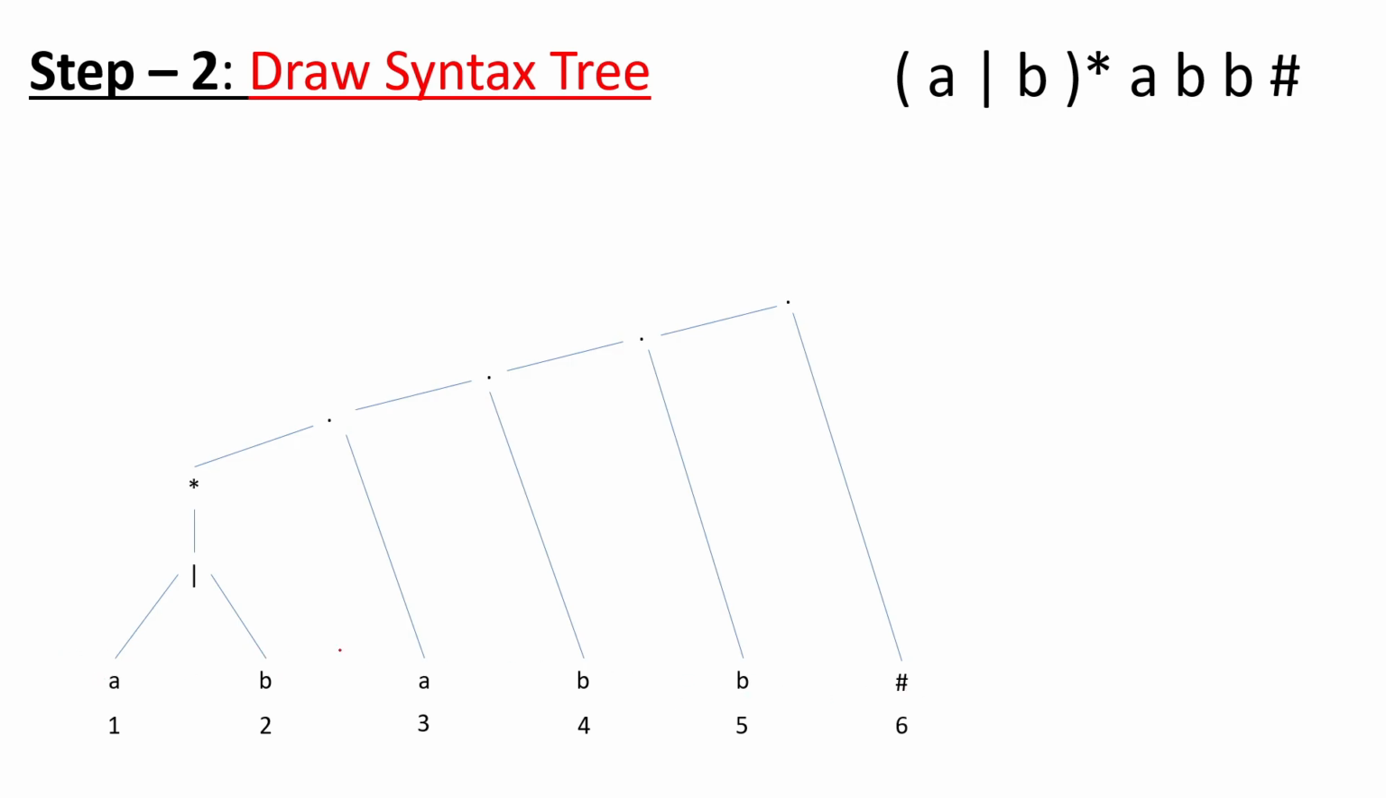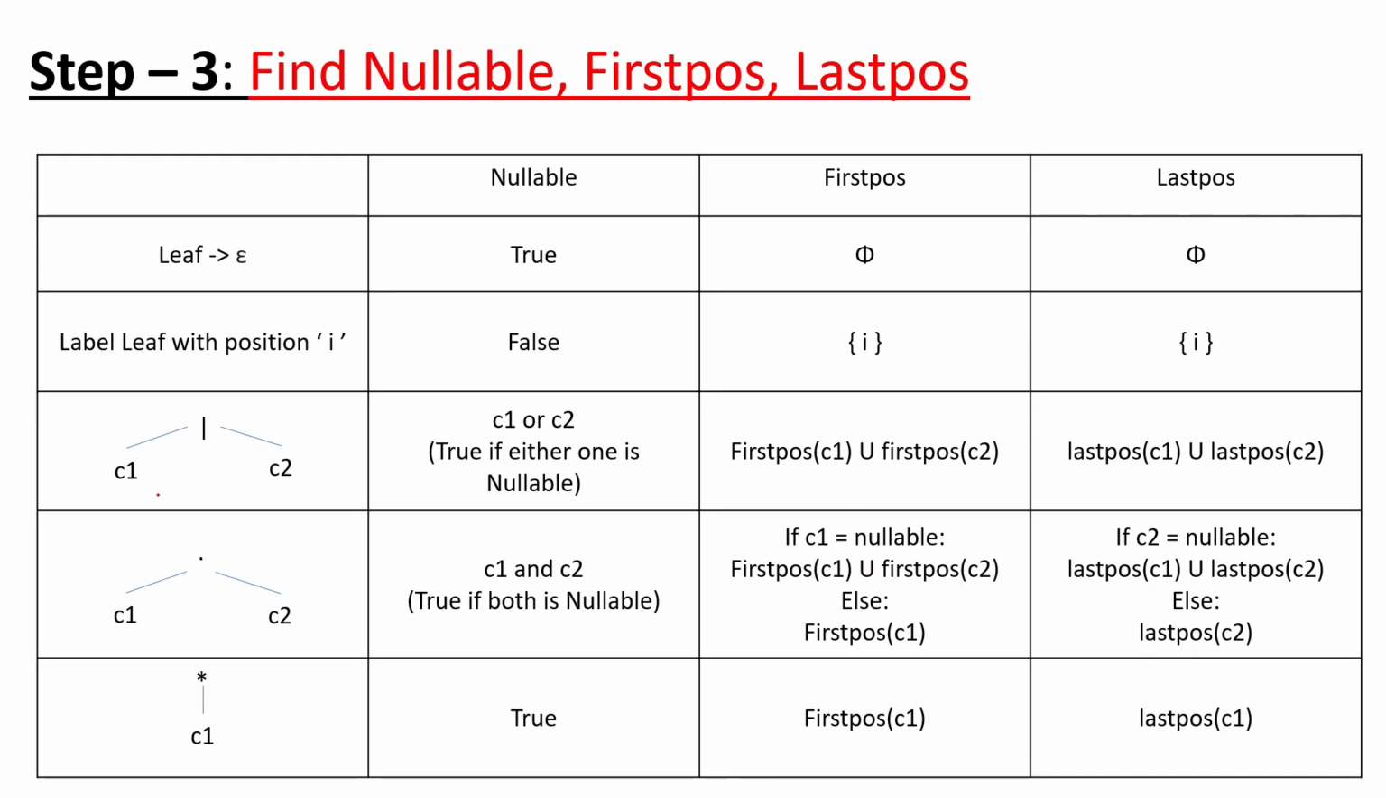But this is only for these leaf nodes. Now, this is an OR condition, which says that if c1 or c2, if either of them is nullable, then this OR part will also be nullable.